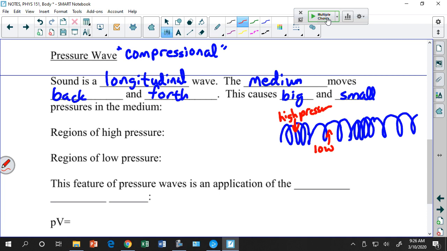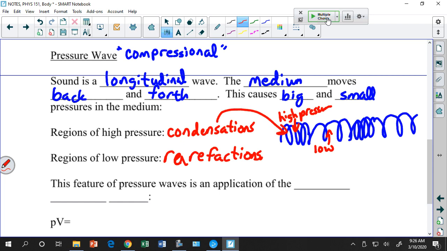Those regions of high pressure are called condensations. And the regions of low pressure are called rarefactions. Okay? Condensations are right here, rarefactions are right here. And that's true for sound waves too. It was true in the spring, but when you make a sound, that sound propagates through the medium, through air, and it's a region of high pressure, a region of low pressure, a region of high pressure, a region of low pressure.